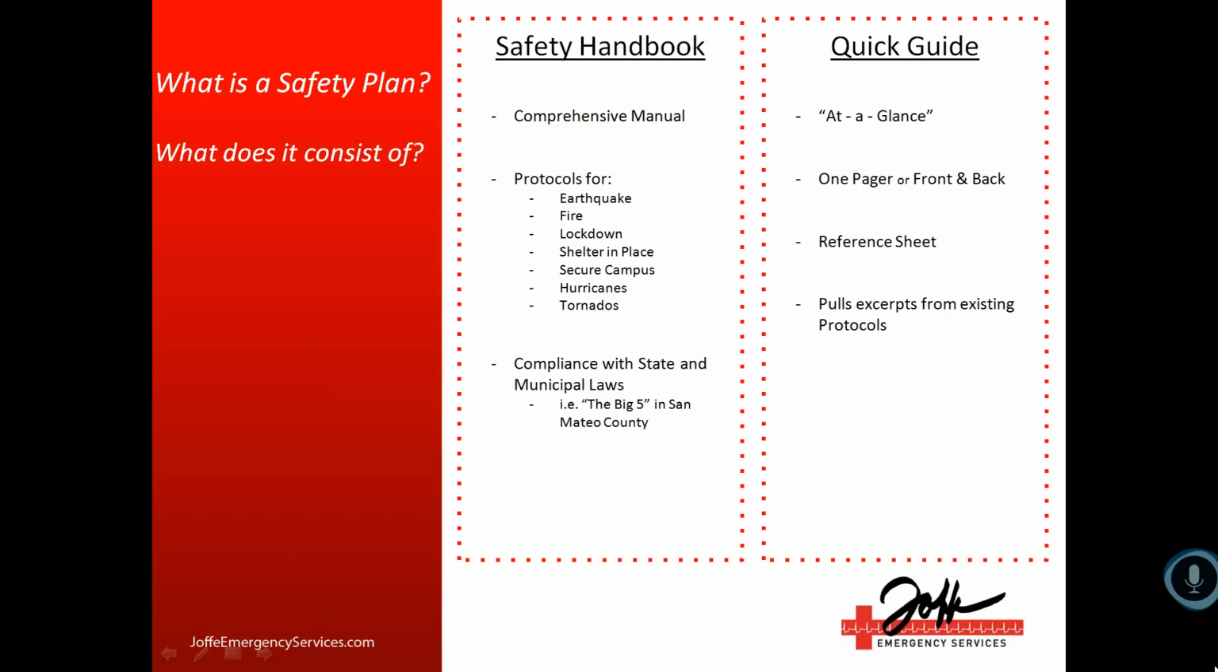With the safety handbook, you have to make sure that it complies with state and municipal laws. We have one here in San Mateo County called the Big Five, and it basically states five training types. There's drop, cover, and hold, earthquake, lockdown. There's five of them, and those have to be incorporated into the safety handbooks for all the schools here in San Mateo County. So there are things like that. Just make sure that you're aware of what's in your area.